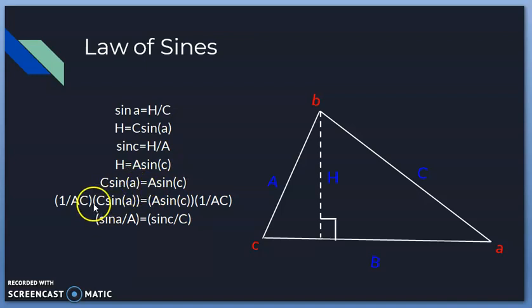Well, to get rid of the a's and c's from both sides, we can multiply both by 1 over ac. This would mean that it simplifies to the sine of angle A over side length A is equal to the sine of angle C over side length C. This can be represented with the other angles in a triangle as well, which explains why the law of sines is this way.